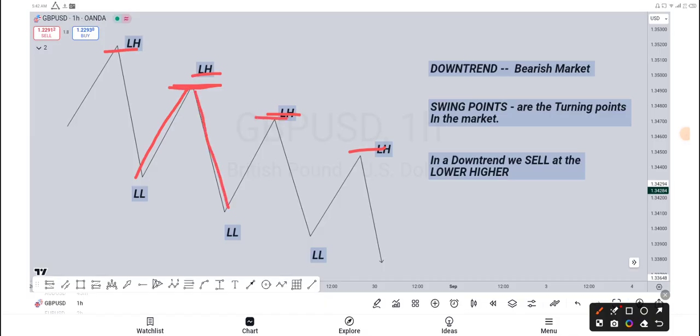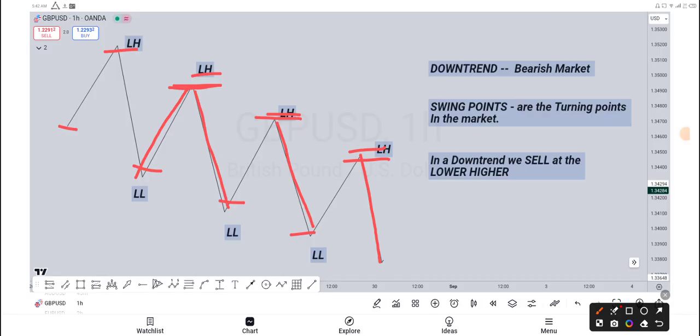Once it gets to this top side, which is the lower high, you sell. Once it gets to this top side, which is the lower high as well, you sell. Now, the downside of this downtrend are called lower lows. The upside are called the lower highs. And remember, we sell at the what? Lower high. We sell in a downtrend and we buy in an uptrend.